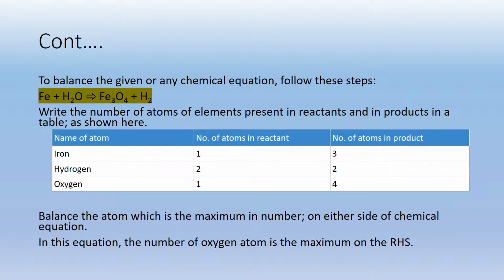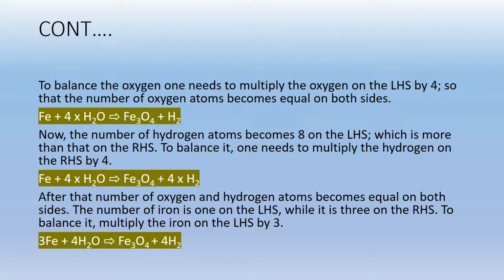To balance the given or any chemical equation, follow these steps. Fe + H2O → Fe3O4 + H2. Write the number of atoms of elements present in reactants and in products in a table, as shown here. Balance the atom which is the maximum in number on either side of the chemical equation. In this equation, the number of oxygen atoms is the maximum on the RHS. To balance the oxygen, one needs to multiply the oxygen on the LHS by 4, so that the number of oxygen atoms becomes equal on both sides.